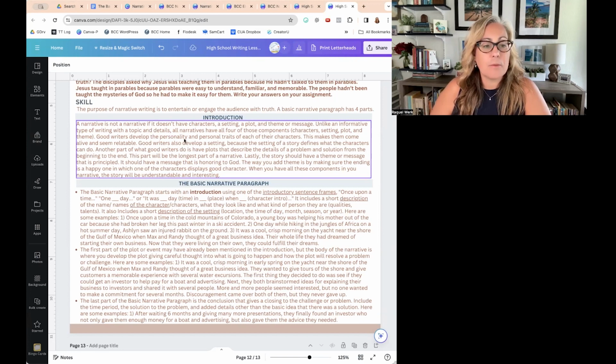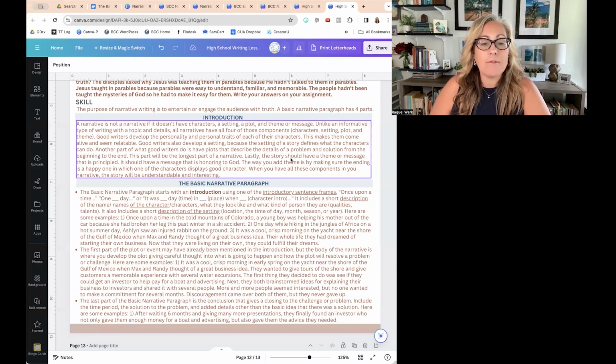Good writers develop the personality and personal traits of each of the characters. This makes them come alive and seem relatable. Good writers also develop a setting because the setting of the story defines what the characters can do. Another part of what good writers do in narratives is to have plots that describe the details of a problem and a solution from the beginning to the end. This part will be the longest part of a narrative.